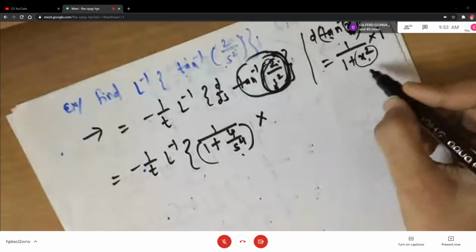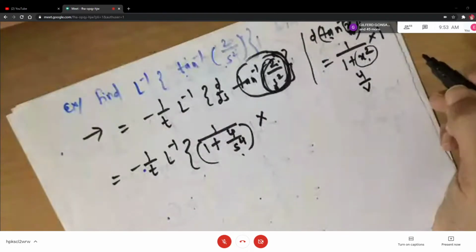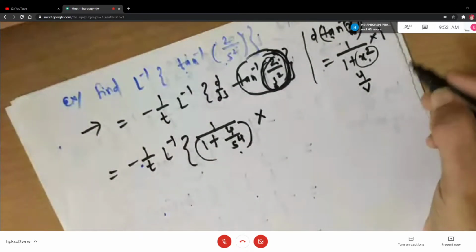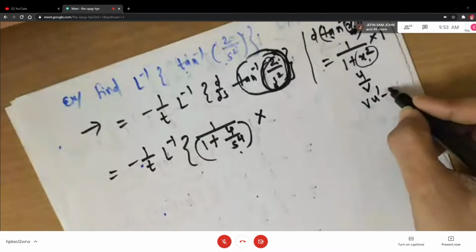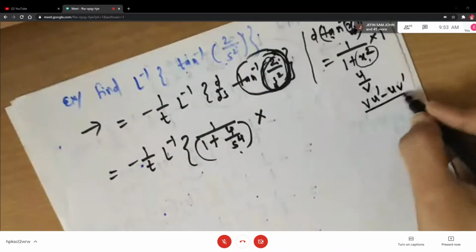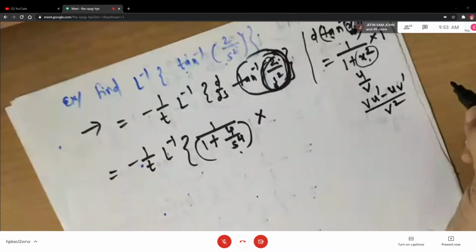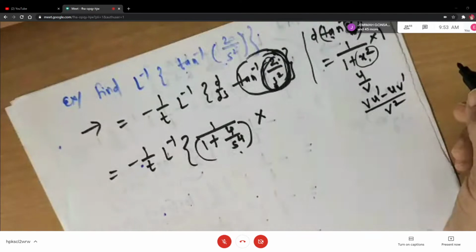Derivative of 2 by s square. As you are familiar with the u by v formula, which we are using often, you can go for that: denominator, derivative of numerator minus numerator, derivative of denominator upon denominator square. Correct? Or you can take s square on top, make it s raised to minus 2 and take the derivative, no problem. Okay?